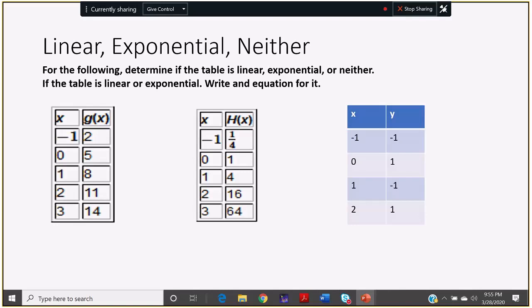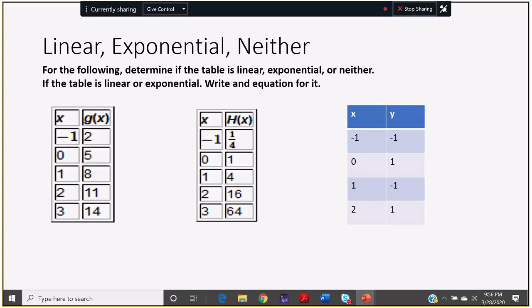Kind of have everything lined up, and I look and say, okay, 2 to 5 increases by 3, 5 to 8 increases by 3, 8 to 11 increases by 3. I'm going up by 3 every time, and that's an indication that we're dealing with a linear model, and that change is going to be my slope. And then the other thing to look for is, if we're building a line and using slope-intercept form, I need my slope and my intercept.